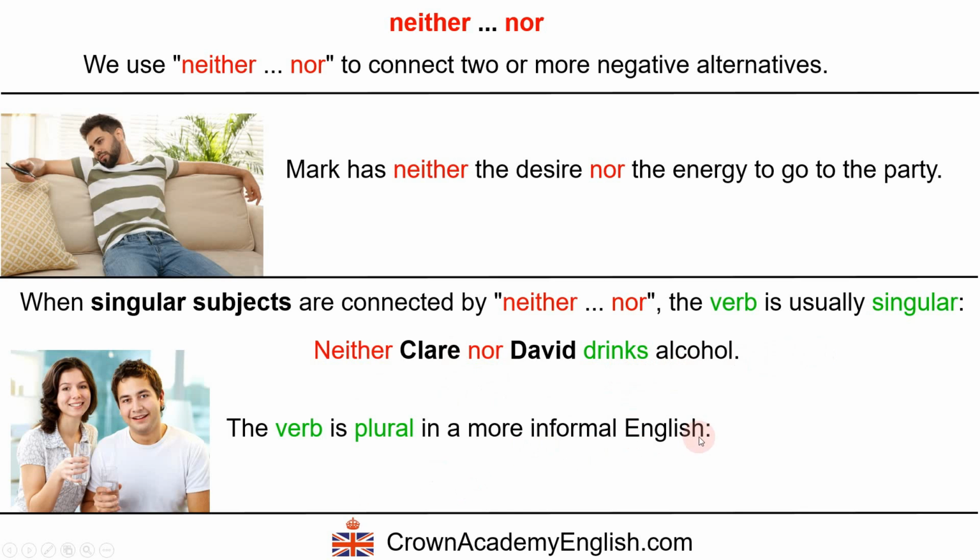However, in more informal English, we put the verb in the plural form. So neither Claire nor David drink alcohol. So this is what you will hear quite a lot. This is more usual. In fact, this is quite common. But the strict rule is this. So there we are for either and neither. This was a very long lesson. It's quite complicated, so I recommend you watch the video several times.